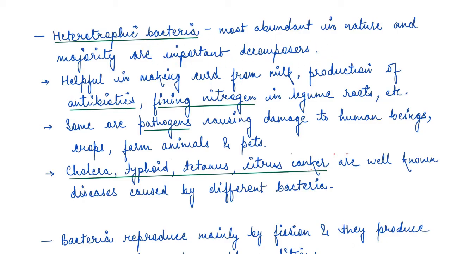Okay, so they basically help in making curd from milk. They help in production of antibiotics. They fix nitrogen in legume roots. Some are found as pathogens as well in human beings. So all the bacteria that are found in humans as pathogens are nothing but heterotrophic bacteria.